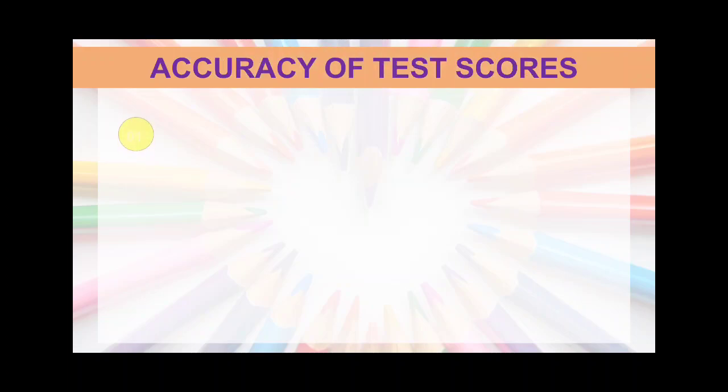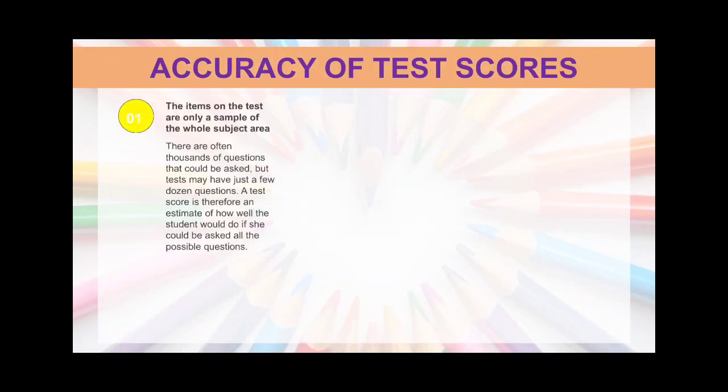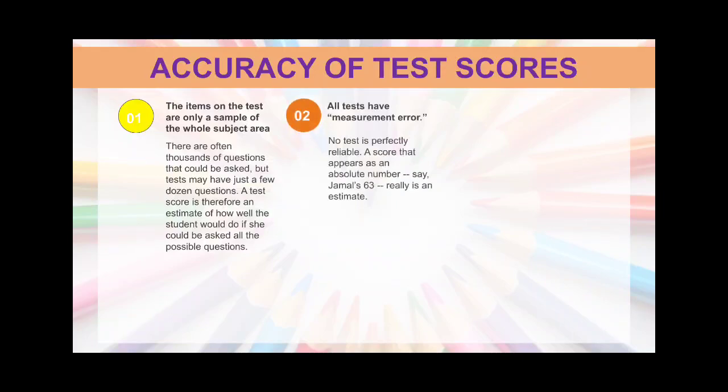Accuracy of test scores. So, number one, the items on the test are only a sample of the whole subject area. There are often thousands of questions that could be asked, but tests may have just a few dozen questions. A test score is therefore an estimate of how well the student would do if she could be asked all the possible questions. Second, all tests have measurement error, so there is no test that is perfectly reliable.